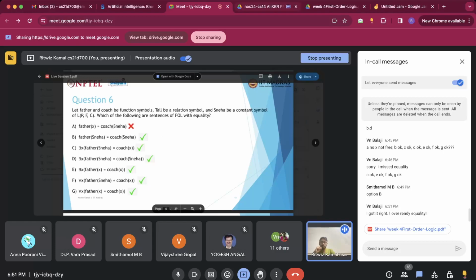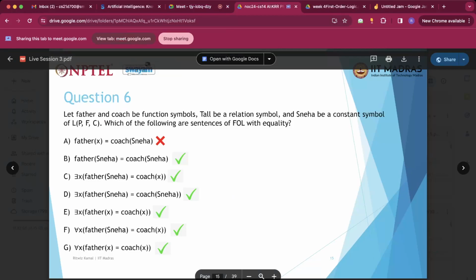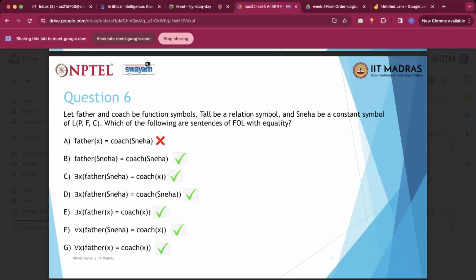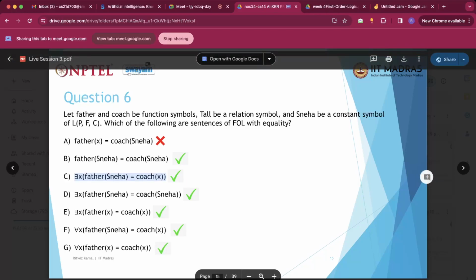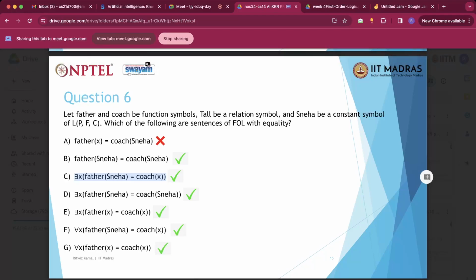Let's consider one of these options, the third option. Here we have a formula that says father of Sneha equals coach of some person X, some variable X. Since this is an existential quantifier, it means that there exists some person represented by a variable X, such that father of Sneha equals coach of X. So this X is falling within the bounds of this existential quantifier.